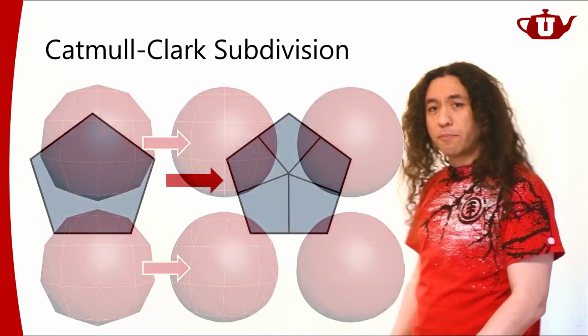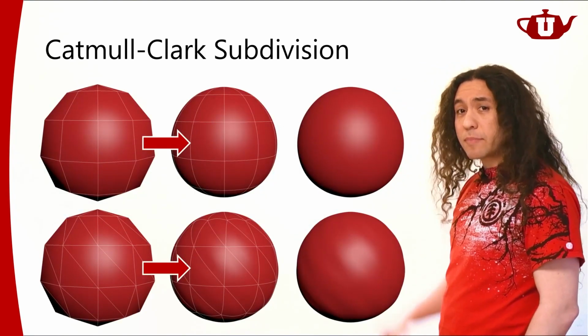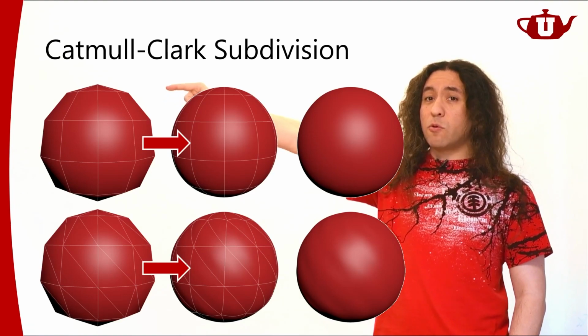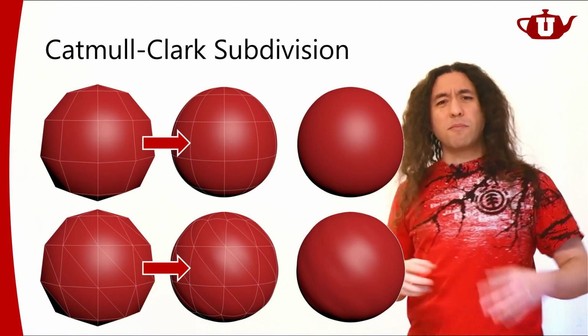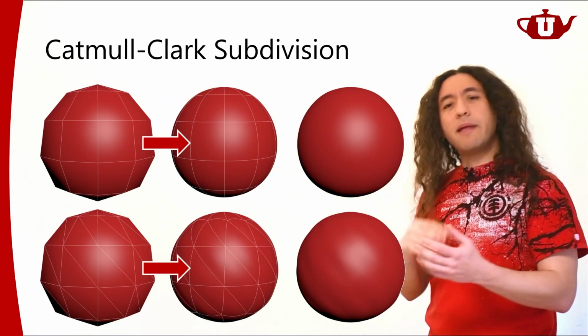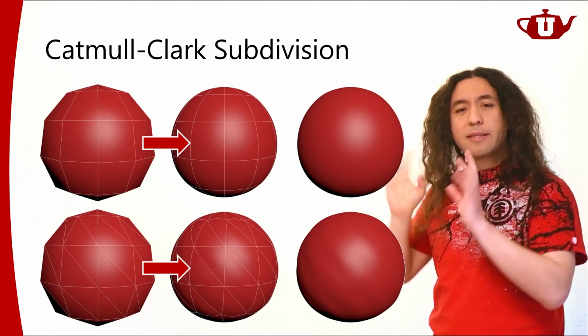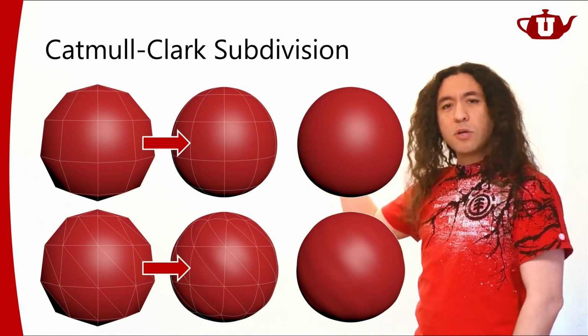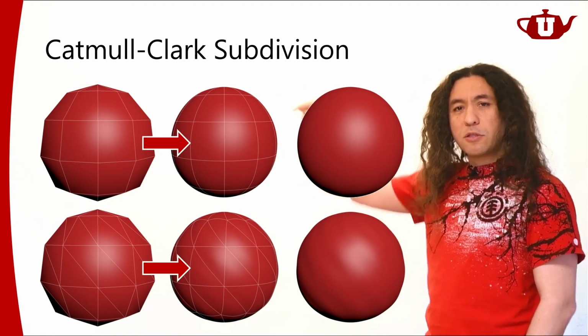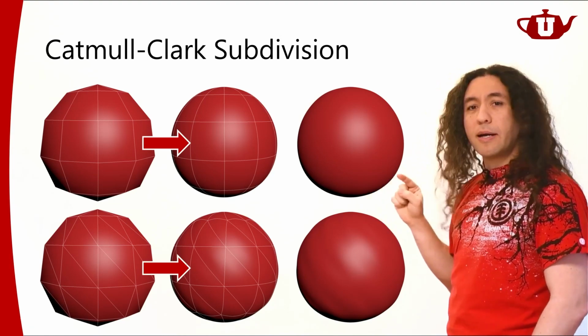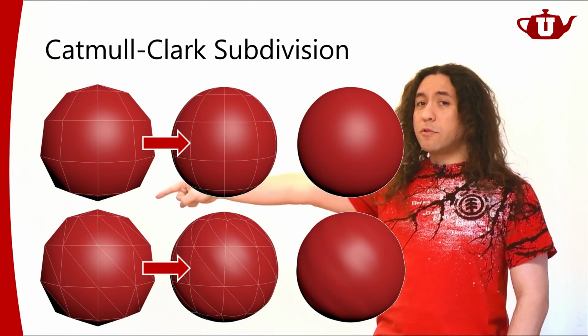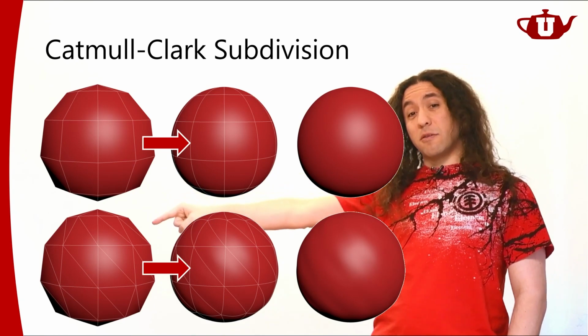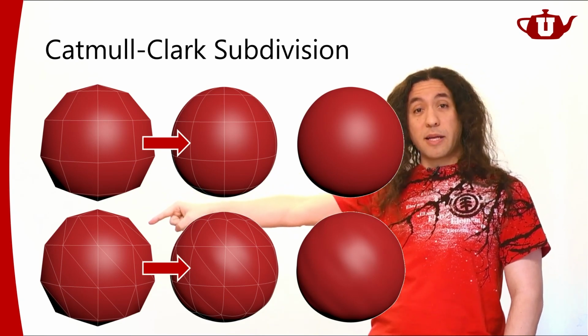Let me show you an example. Here, if I start with a mostly quad mesh, we call them quad dominant mesh. There may be some triangles in them, but it's mostly quads. When you apply Catmull-Clark subdivision, you get something that looks really smooth and nice. Now, if you triangulate this, this is a triangular mesh. All the faces are triangles, not quads.